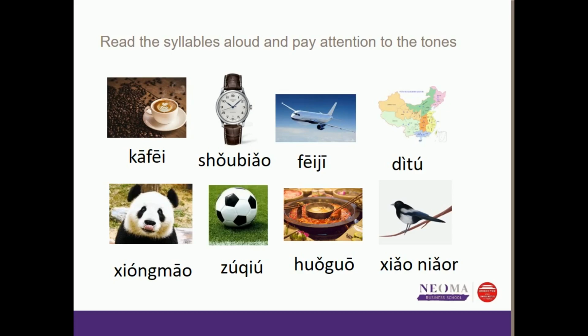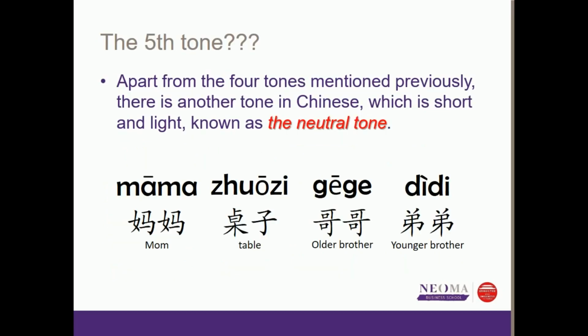See, it's not difficult at all. Alright. Some of you might heard there's a fifth tone. Apart from the four tones mentioned previously, there's another tone in Chinese which is short and light, known as the neutral tone. For example, if you call your mom, it will be 妈妈.